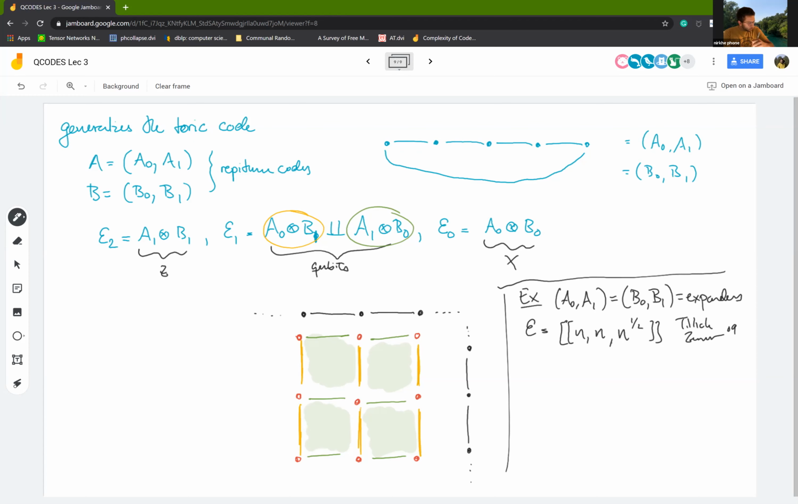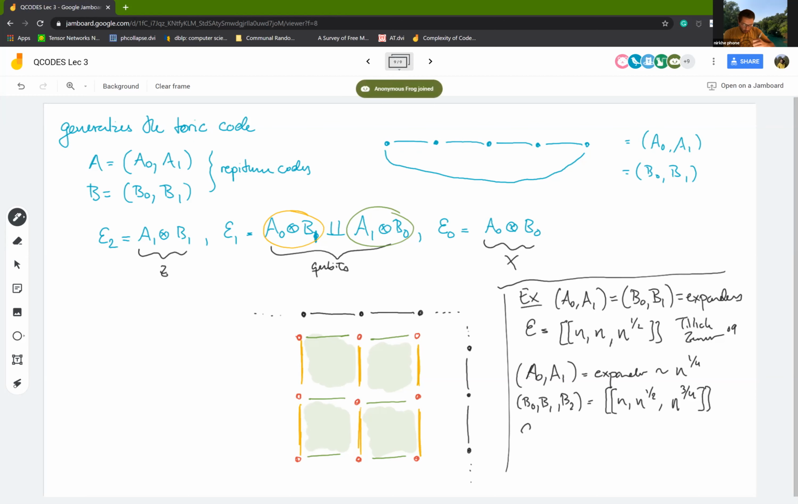And let's do one other. If I take A0, A1 as an expander of size n to the 1/4, and I take B0, B1, B2 as an n to the 1/2, n to the 3/4 code, then the product, when looked at at the second level, so remember we can derive a CSS code by looking at any level of this, is going to be equal to an n to the 3/5, n to the 3/5 code.